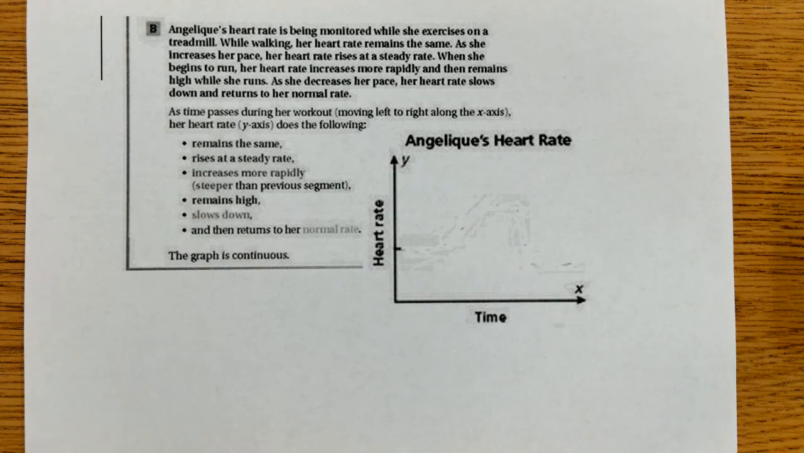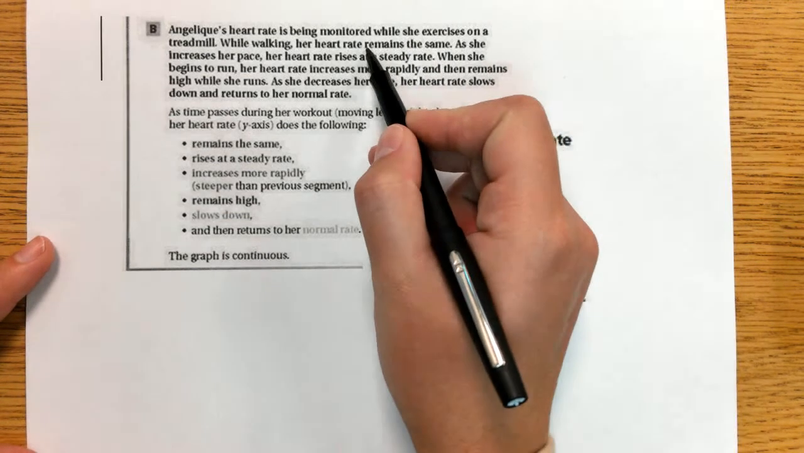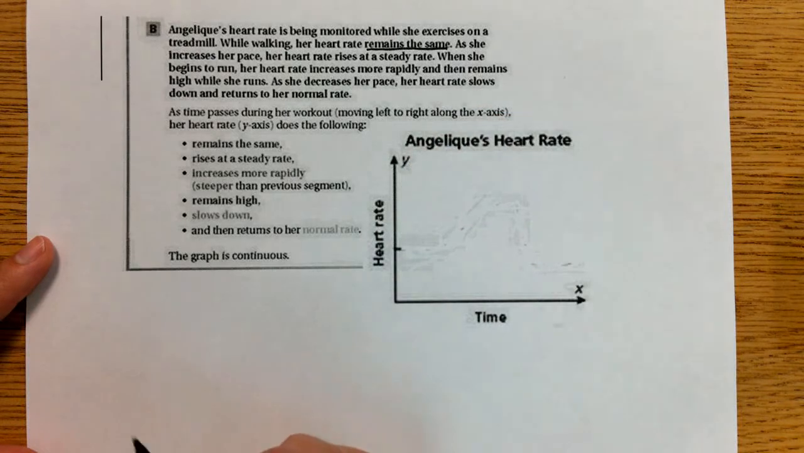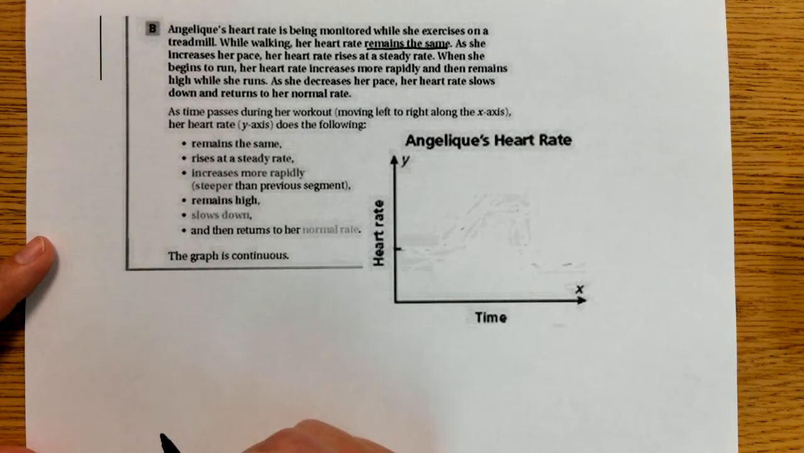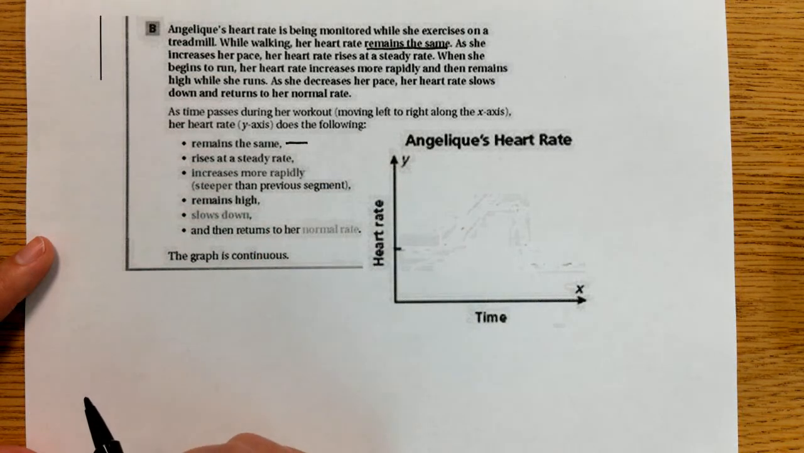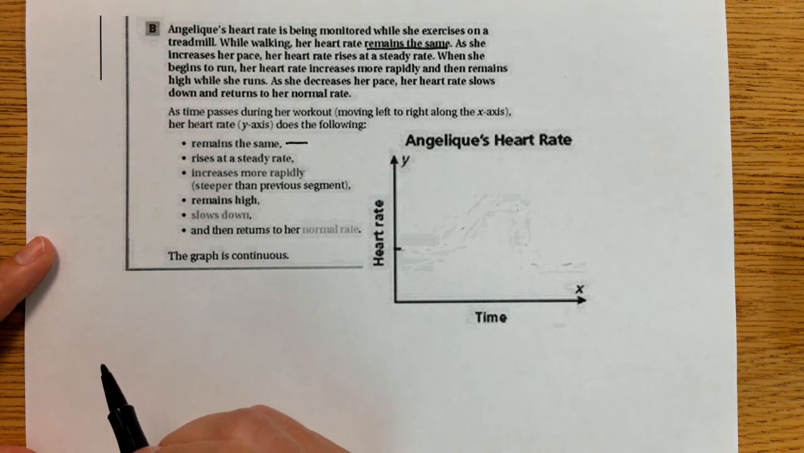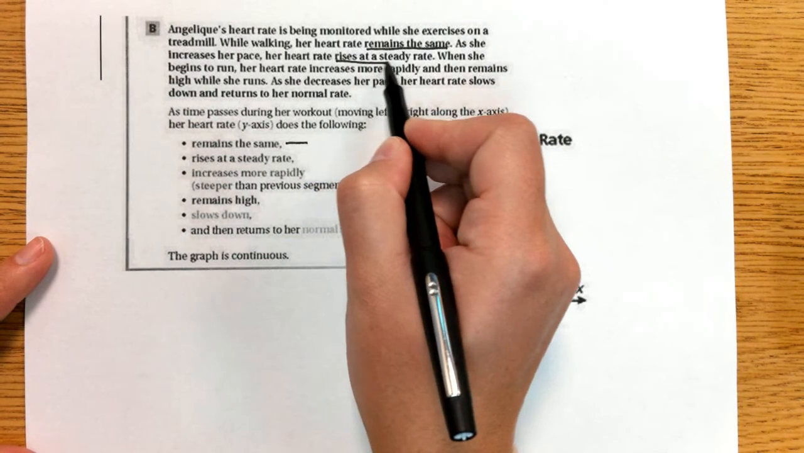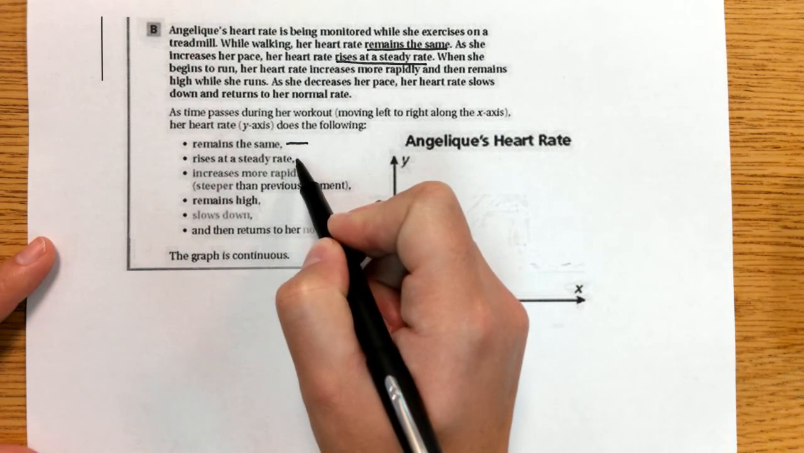So there's a lot going on in this situation. We're dealing with time and heart rate. Now, heart rate is going to be continuous because it's going to keep on going throughout the entire situation. So, first, okay, her heart rate remains the same. So this is going to be constant. Okay, so we're going to have a horizontal line. Okay. Then, as she increases her pace, her heart rate rises at a steady rate. So that's going to be an increase.